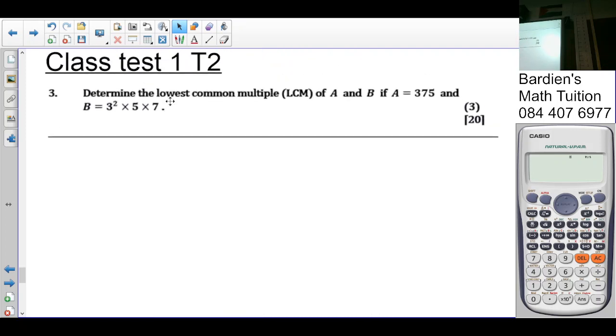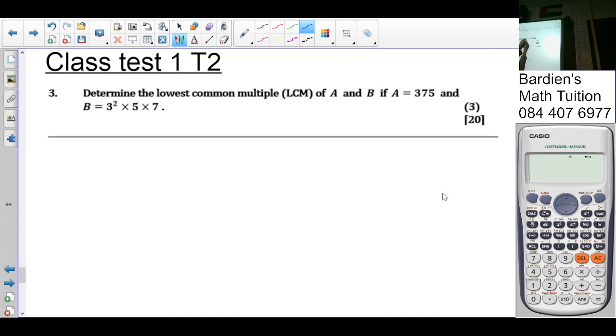This question here, determine the lowest common multiple, the LCM of A and B. If A is equal to 375 and B is equal to 3 squared times 5 times 7. Have we not done this when we did primary school from the grade book? We spoke about LCM and HCF and all of those things. Yes. Products of its prime factors when we did chapter 1 from the grade 8 syllabus as well. We've done that as well. Okay? But I'll refresh your memory again.